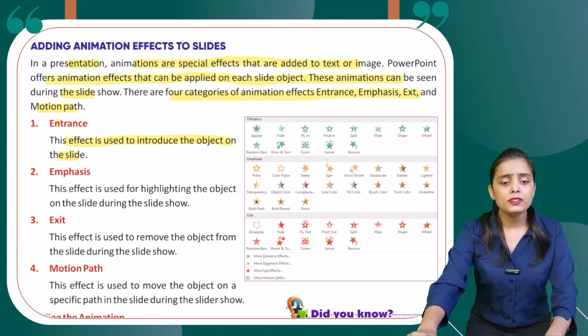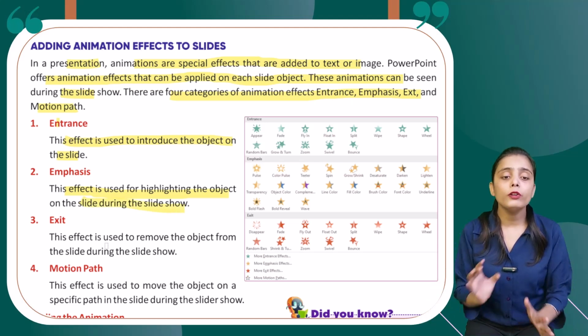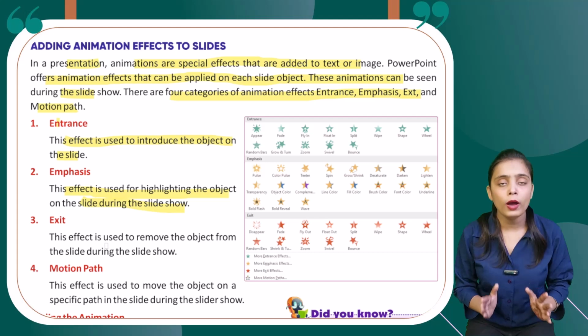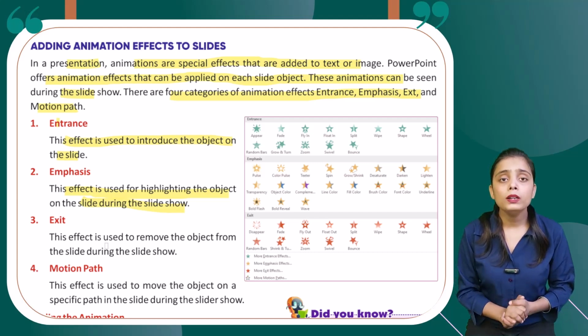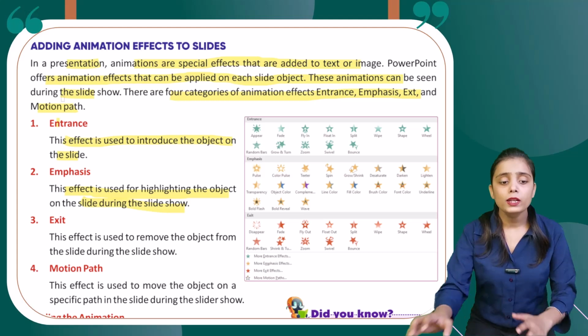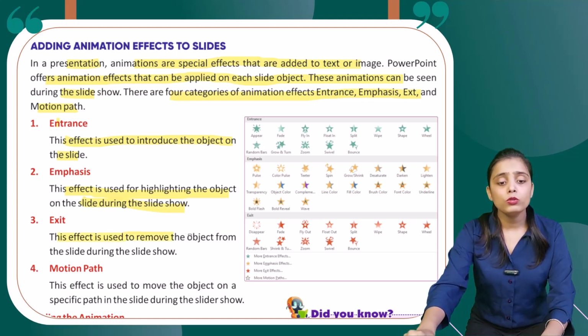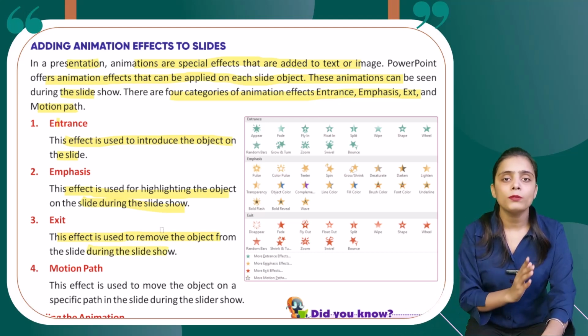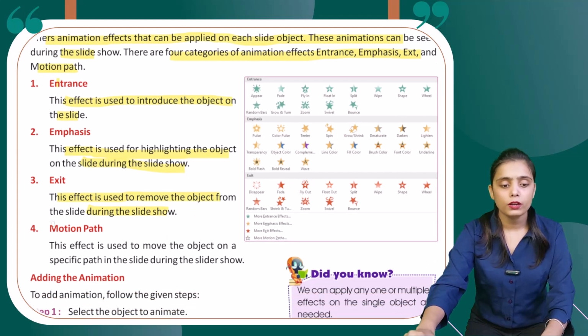Emphasis: this effect is used for highlighting the object on the slide during the slideshow. Here you can notice that you have animation effects, but they are for a particular job. Exit: this effect is used to remove the object from the slide during the slideshow. That means if you are exiting the object, then you can use this effect. Motion path: this effect is used to move the object on a specific path in the slide during the slideshow. So there are 4 types of animation effects, which you can use for different purposes on different objects.